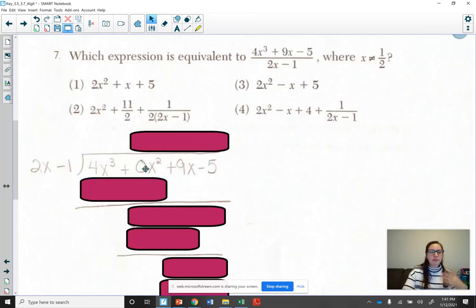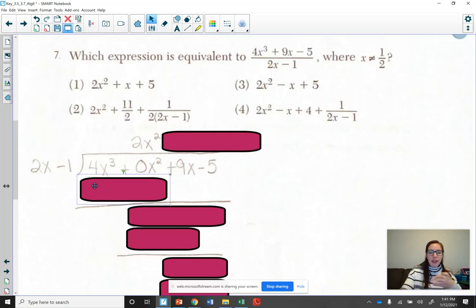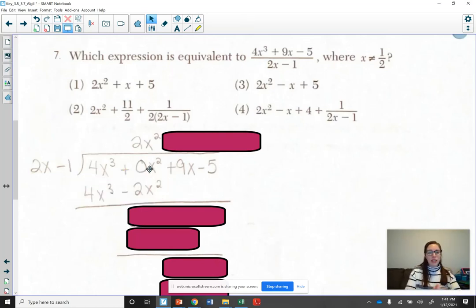So we set it up, we divide 4x to the third by 2x and you get 2x squared, and then you distribute, right? We needed, again, our placeholder here. That's why I put this question here, because if you just see the x to the third and you forget that it needs that x squared in the middle, you're going to try to put this negative 2x squared with the 9x, and they can't go together because they're not like terms, but it still happens a lot. So don't forget to always check x to the third, x to the second, x, nothing.